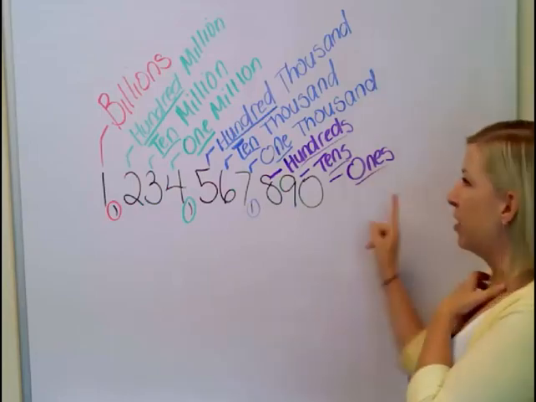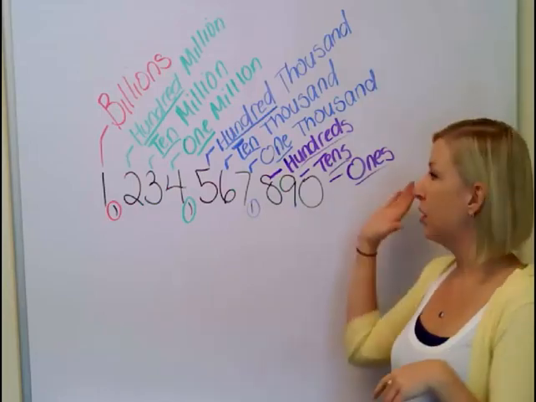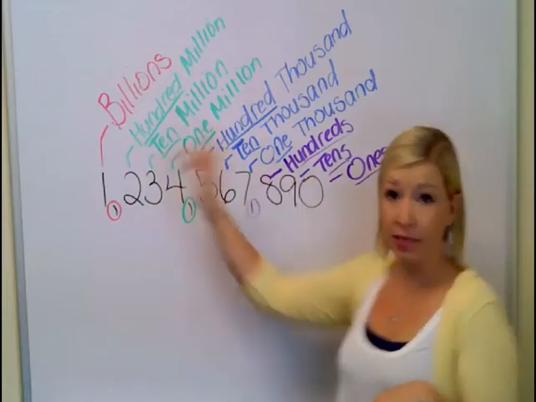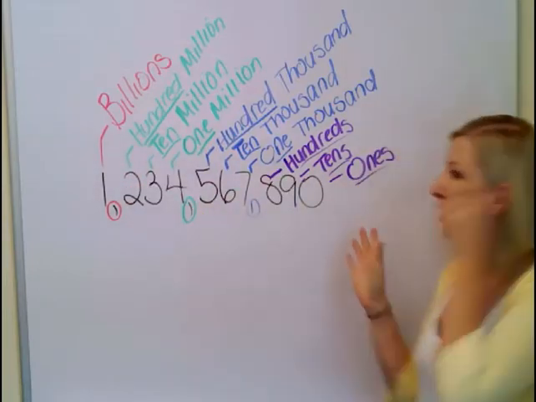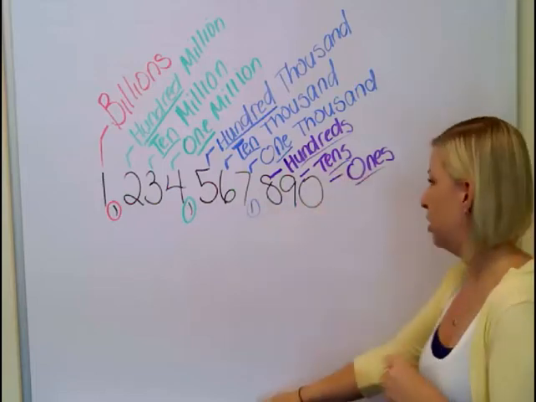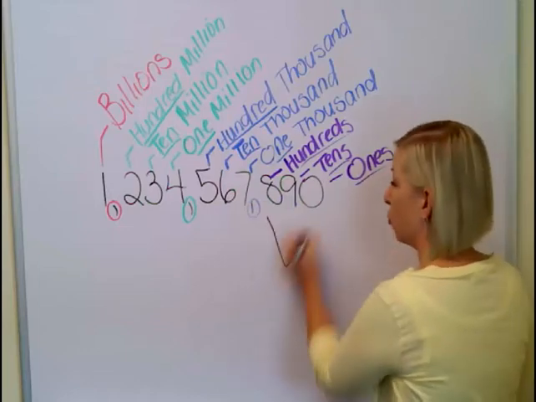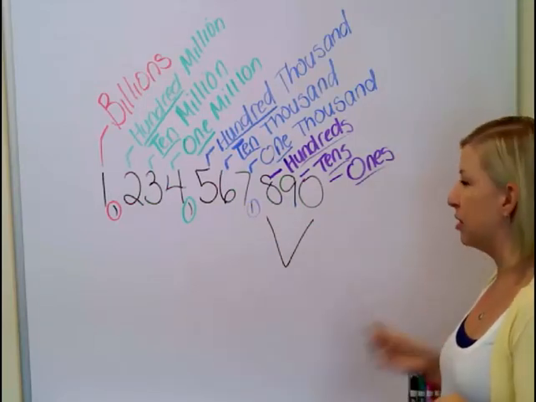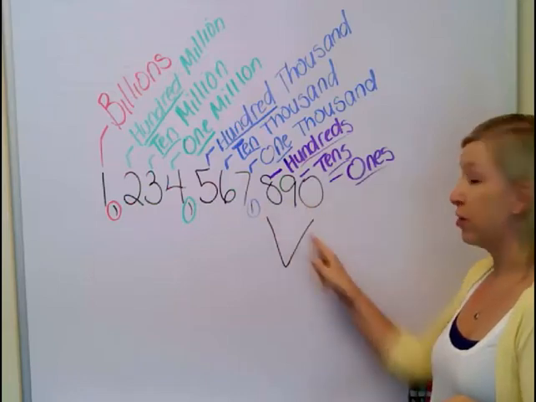So what we have here, I drew a large number here, and I have all of the places from ones to billions. Now what you'll notice is that each one of these, we call a period, a group of 3 places, and you saw that in the animation that started off the lesson. So a period is a group of 3 places.